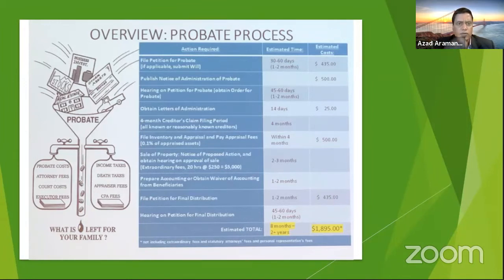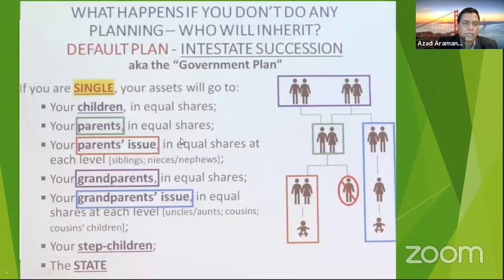For example, you file a petition for probate. The estimated time can be 30 to 60 days, and on average it costs about $435 for one petition. If it is multiple petitions, the cost is multiplied. Then there's the public notice of administration of probate, a $500 cost. Then again, you have all the other fees, so it all adds up. There are some more examples of this, and we'll see those costs one more time.